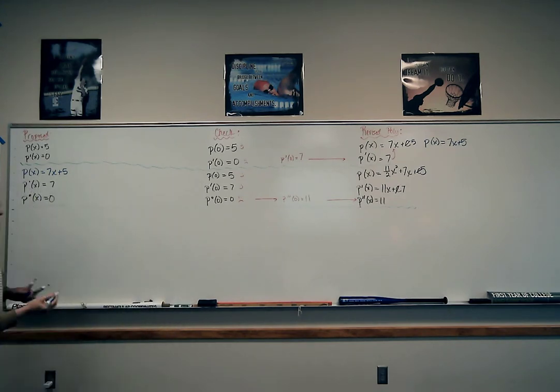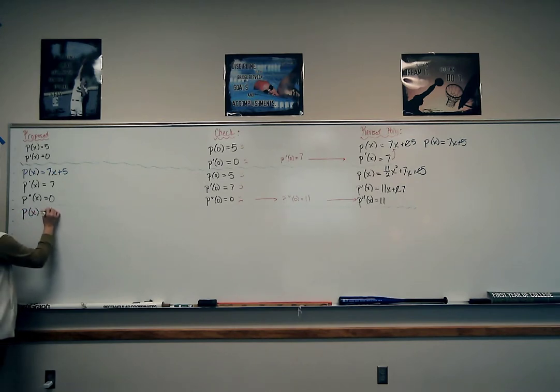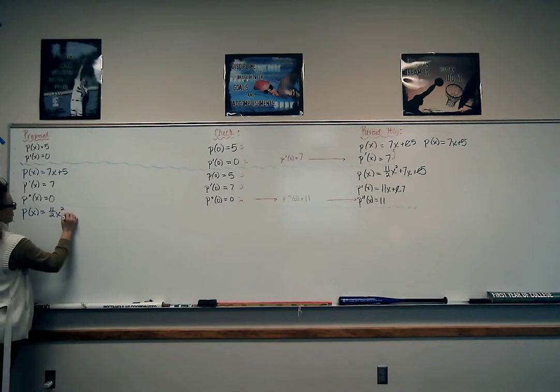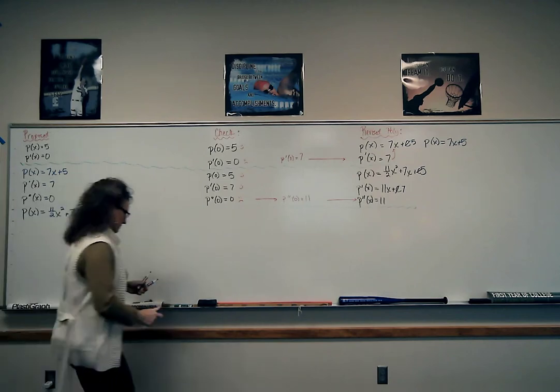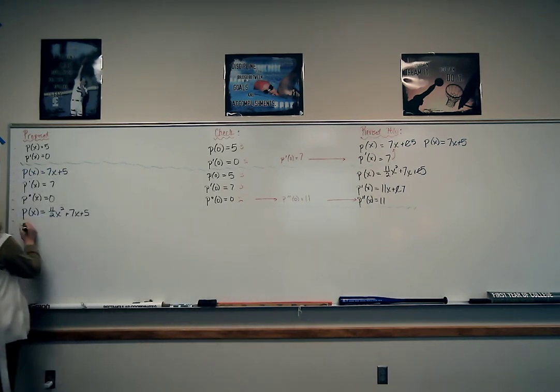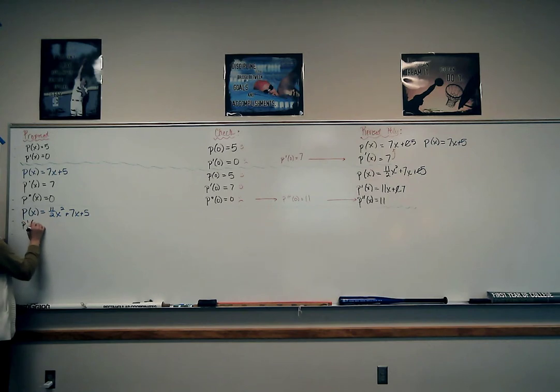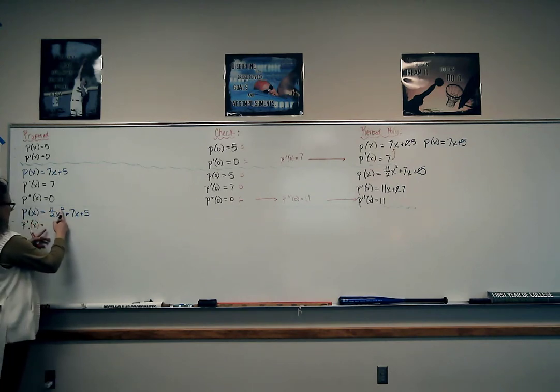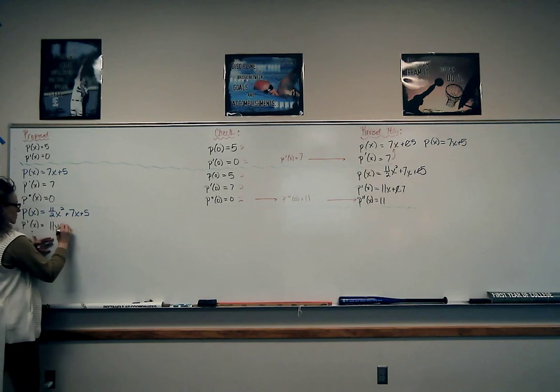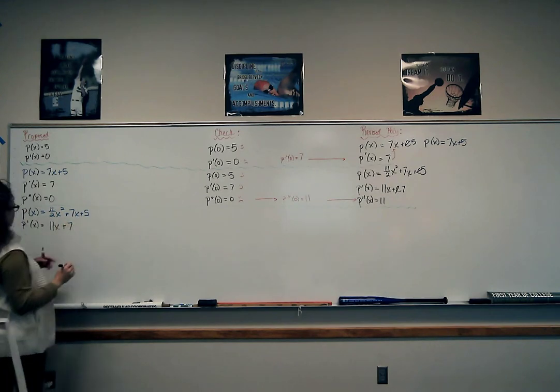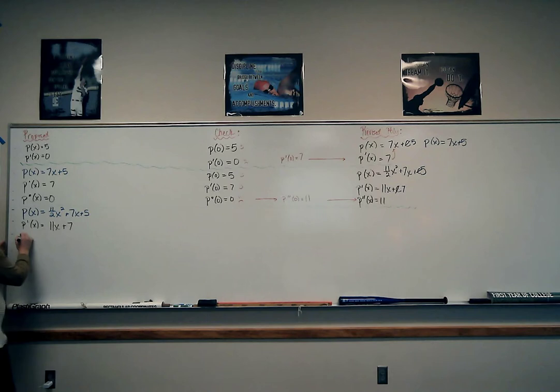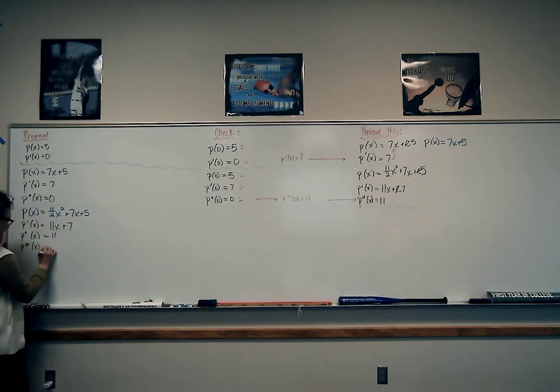New polynomial, 11 halves x. So P of x is 11 halves x squared plus 7x plus 5. That's what I think it must be. Let's keep going. Let's do some derivatives. So I've got P prime is 11x to the first plus 7. Second derivative, P double prime is 11. P triple prime is 0.